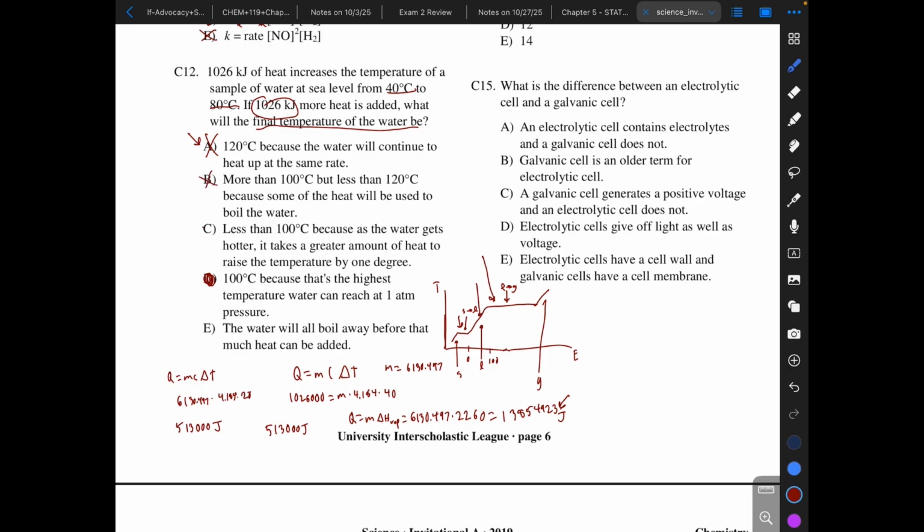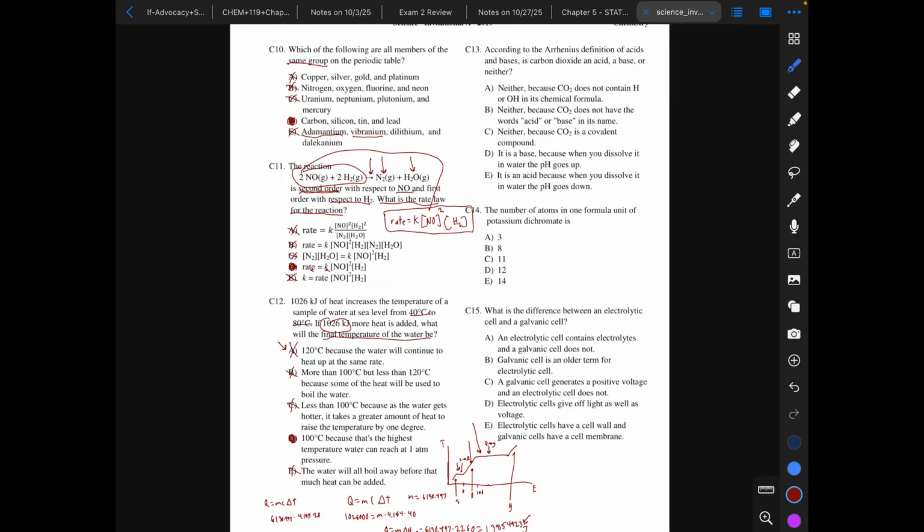Not here because it's not able to pass 100 degrees Celsius, because the amount of energy is too high. Not less than that, because we know it can definitely reach 100. And E, it's not going to boil away before it reaches that. So the answer to number 12 would be D.